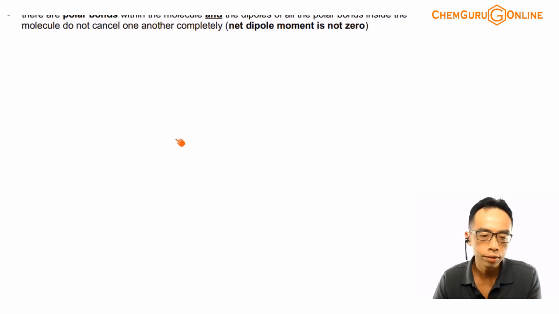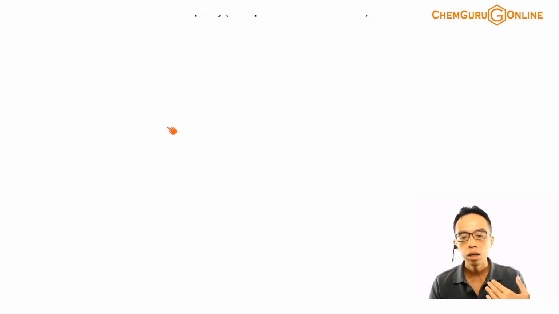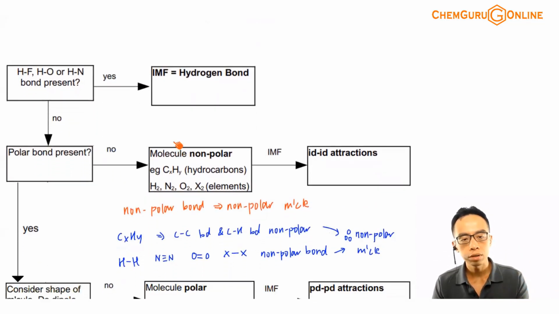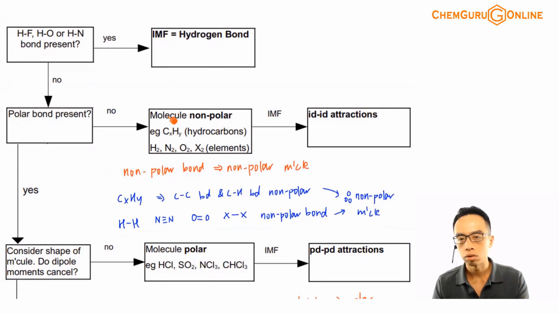Now, what is a good way for me to determine the intermolecular force for a particular molecule? Should I think about ID-ID first? Or should I think about PD-PD first? Or should I think about hydrogen bond first? My suggestion is we follow this guideline.